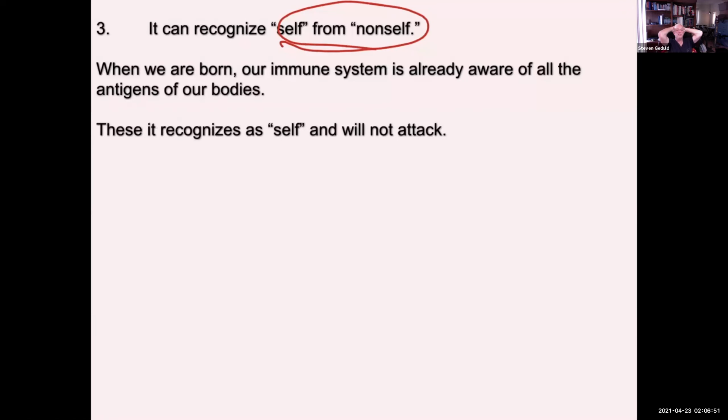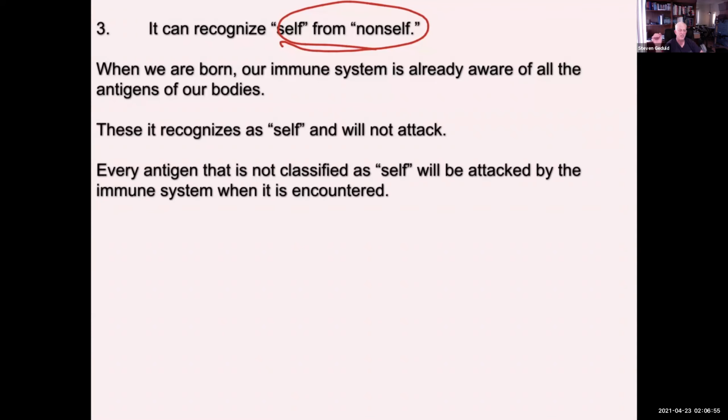So these are recognized as self and are not attacked. That's the key point. Every antigen that is not classified as self will be attacked by the immune system when it's encountered. When you're developing, these antibodies go through your whole body and make a list. It checks all your tissues. It goes, okay, here's my list. When I see these, I don't make antibodies. These are for me. These are me. When I see something different, we make antibodies.